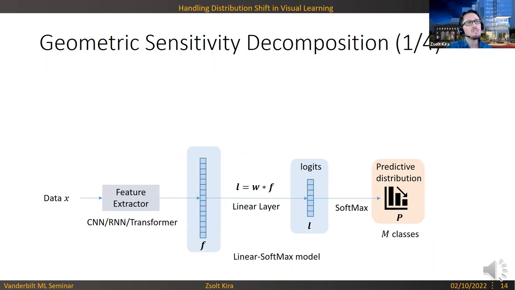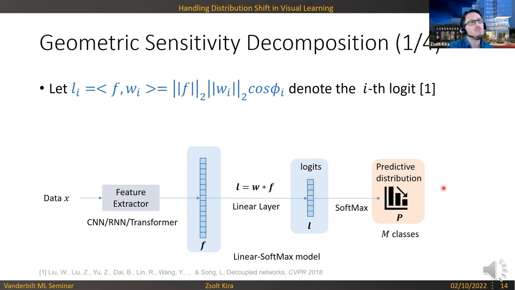And of course, in a deep learning model, you often have a feature extractor, a convolutional neural network, transformer, whatnot, that outputs some set of features or transformations of the input raw data. And then we often have a linear layer that converts those features into logits, which are often interpreted as scores for each class. And then we often use softmax to retrieve a predictive distribution. And then we can have cross entropy loss, for example, to train this.